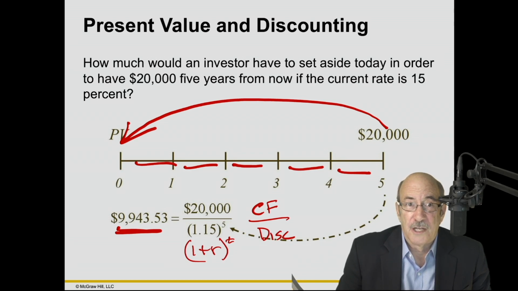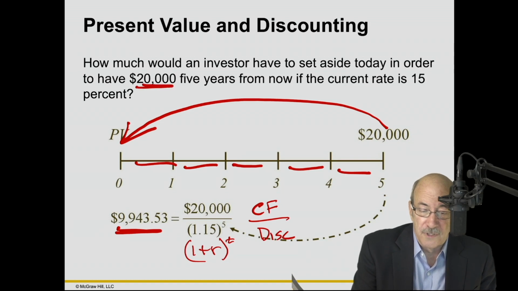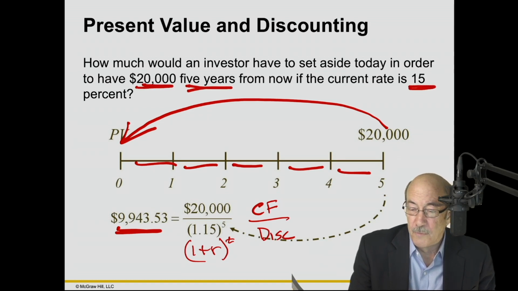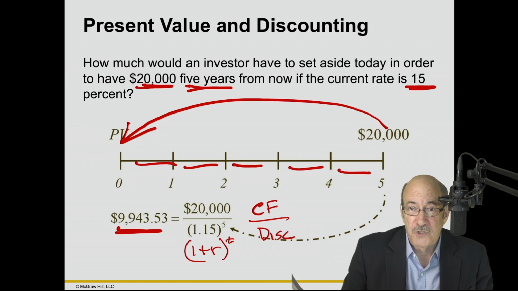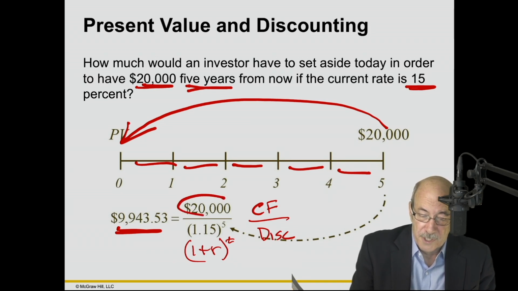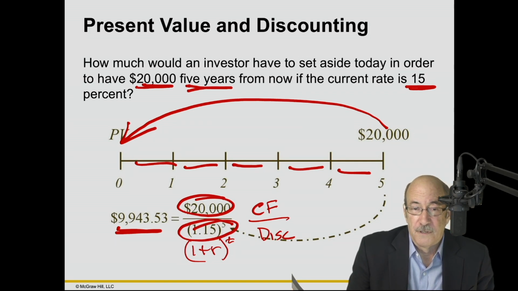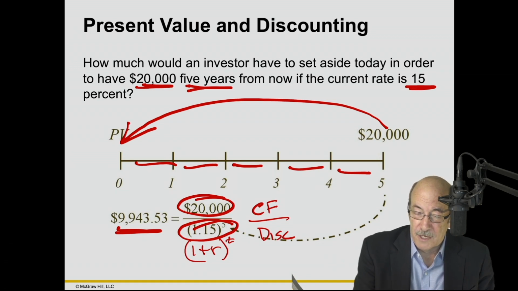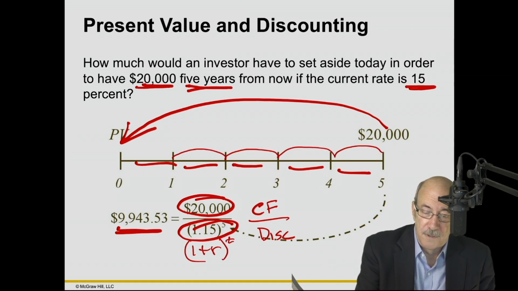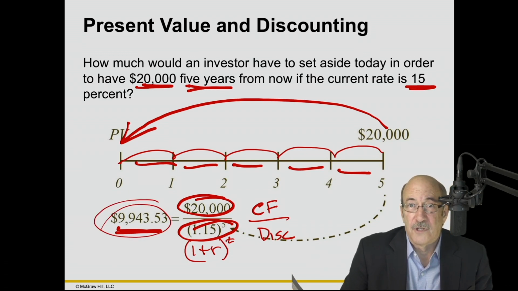All right. Here we've got getting a present value, and we know that we need $20,000 5 years from now. We're going to be able to invest at 15%. We want to know how much money do we put in today to have that 20,000. Well, 20,000 divided by 1.15 raised to the fifth. All right, that's that 1 plus r raised to t. So we're going to bring it back 5 periods, and the amount that we put in is $9,943.